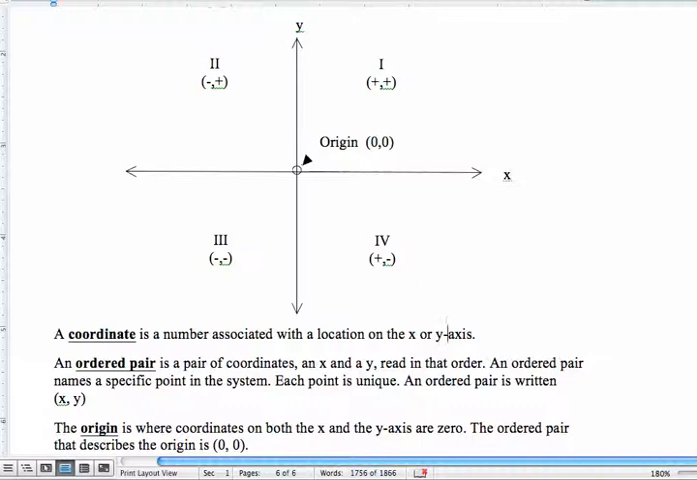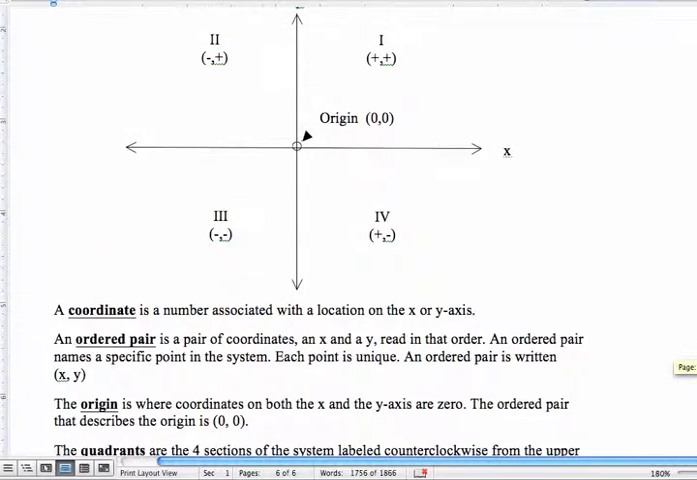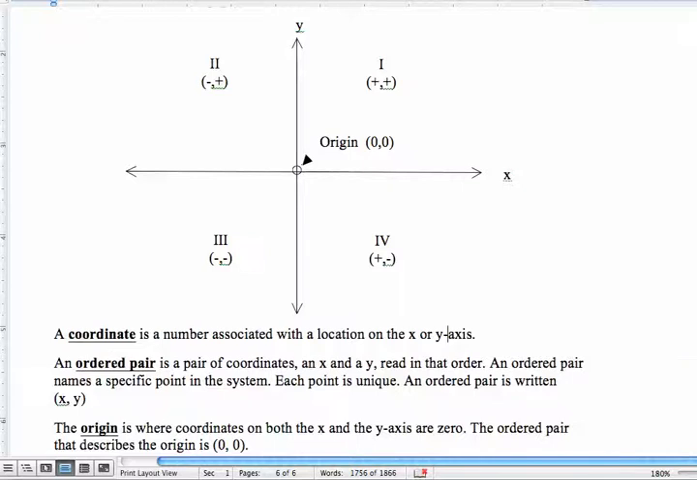So we are going to be talking about coordinates, ordered pairs, the origin, and the quadrants as we go into our next discussion. And as we go into our next discussion, we will very quickly learn how to plot points in this coordinate system. So that ends our introduction to section 1.2.